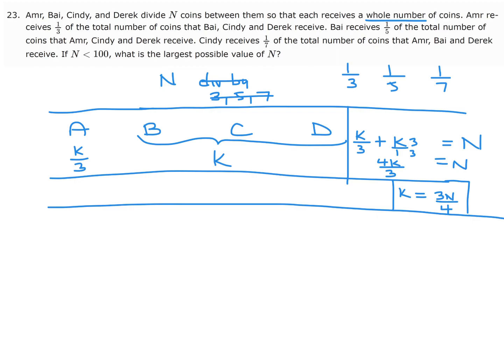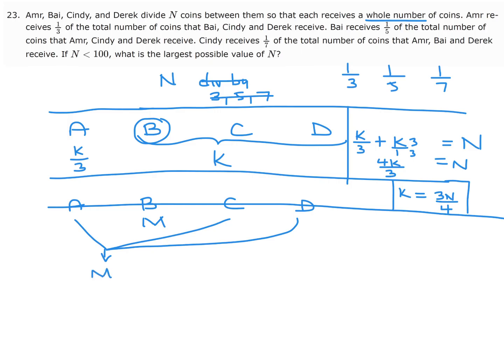Okay, next sentence. The next sentence says that Bay receives 1/5 of the total number of coins of Amir, Cindy, and Derek. So if Bay receives, let's use a different letter this time, let's say Bay receives M. Then the other ones, hold on. We have A, B, C, and D. These three combined would receive, that's M actually. So Bay would be 1/5 of that. So Bay would be M over 5. Okay, that's the right way of doing it.